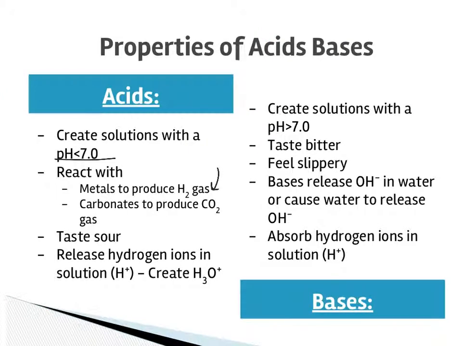So we know that acids release hydrogen ions, and when those hydrogen ions react with water, they make the hydronium ion, the H3O+. So acids are marked by an increase in hydronium ion concentration, which in turn translates to a low pH because pH is measured off of H3O+. Bases, on the other hand, create solutions with a pH greater than 7.